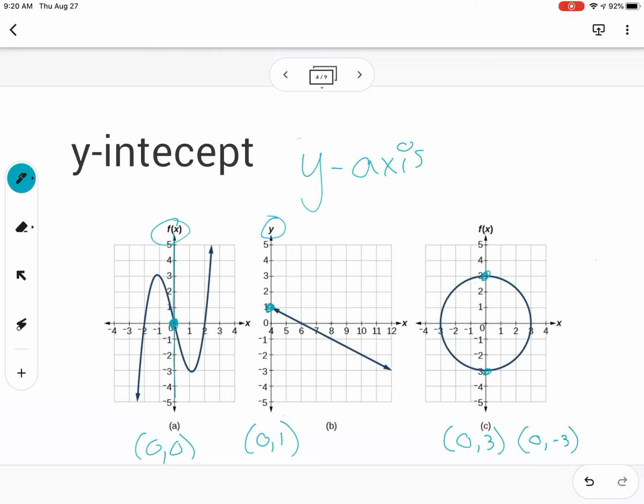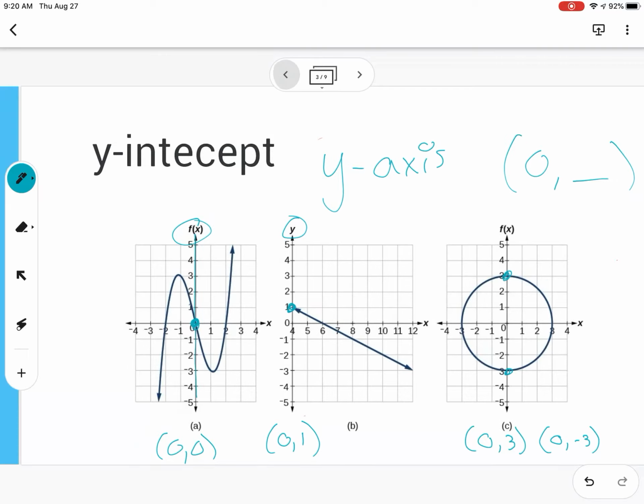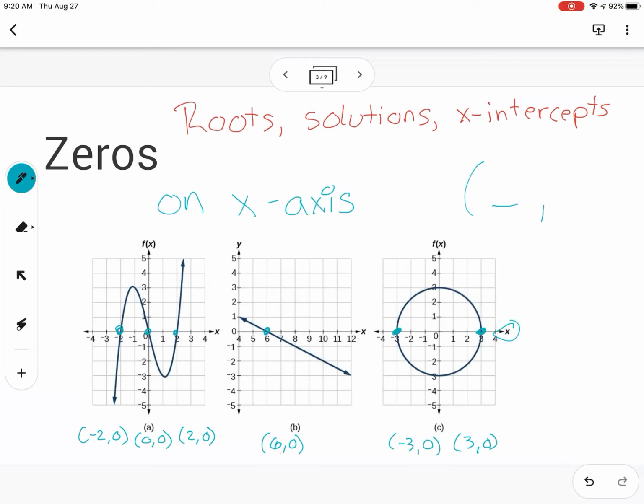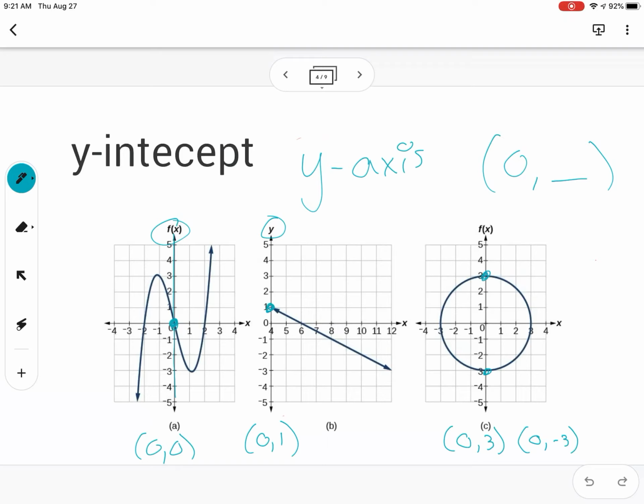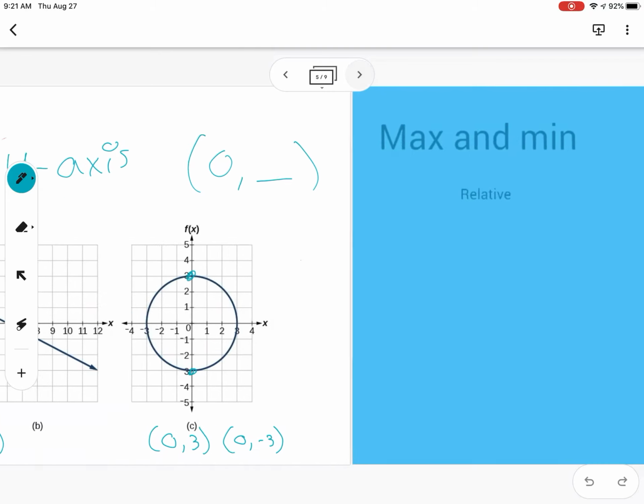If you noticed, y-intercept will always be 0, something. The x-intercepts are always something, 0. That'll always be the case, just because x-axis and y-axis work that way. So that's those two. Those you've done several times since Algebra 1, because I know that.